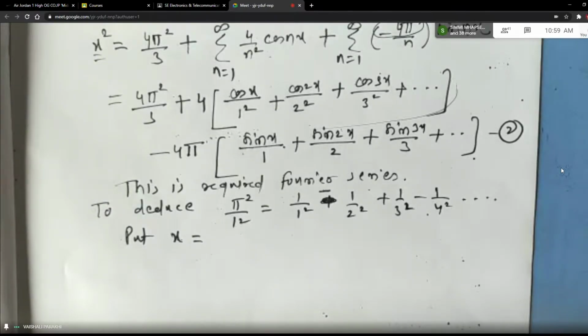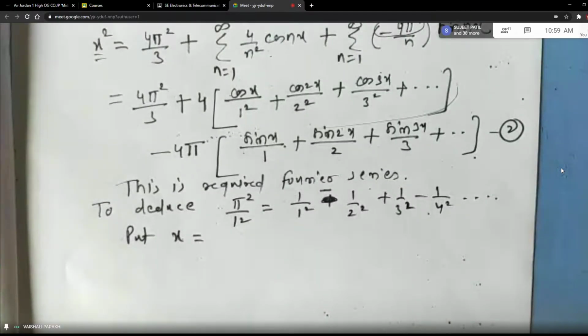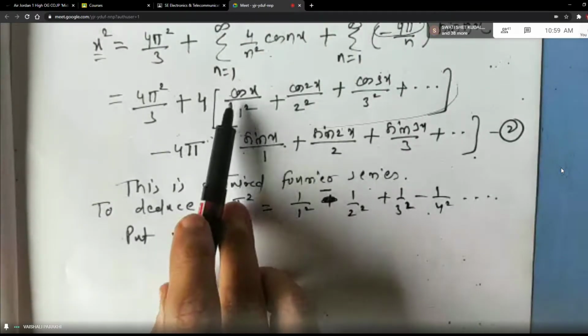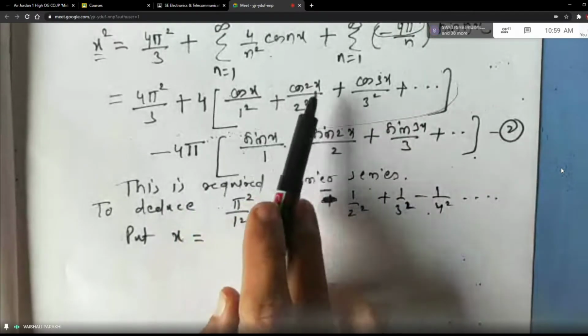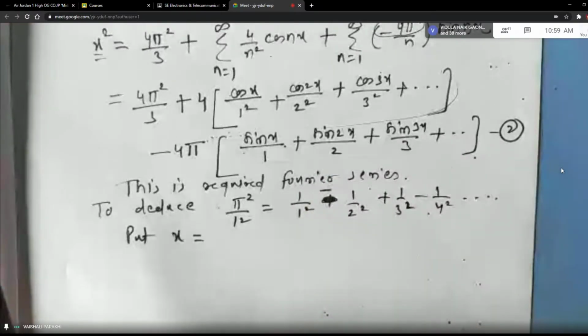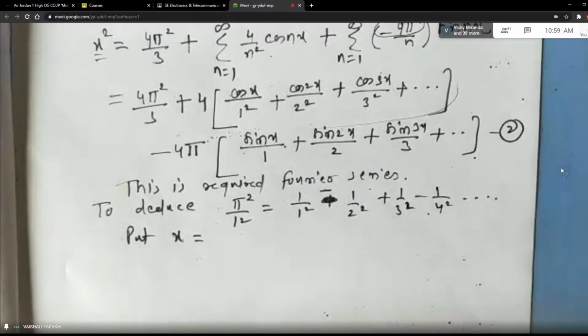X is 0. 0, no. Yes. See, if x is 0, I agree that the last full bracket will become 0. But these all terms will remain positive, isn't it? Cos of 0 is 1, cos of 2 times 0 is 1, cos of 3 times 0 is 1. But in this series, we need alternate changes in the signs. So good try. Suppose all terms are pi.